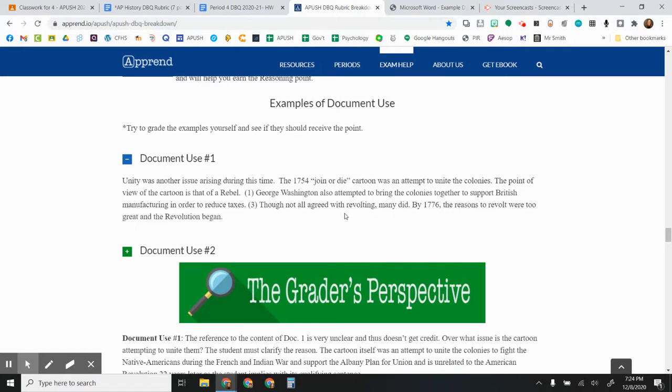This does not explain that. An attempt to unite the colonies, okay. The cartoon is the point of view of a rebel. Again, they're trying to establish some POV there. George Washington also attempted to bring the colonies together to support British manufacturing in order to reduce taxes. Okay, so now we're on sort of a totally different bent, just so they could use a document. Though not all agreed with revolting, many did. Yeah, that doesn't give me anything. By 1776, the reasons were too great and the revolution began.